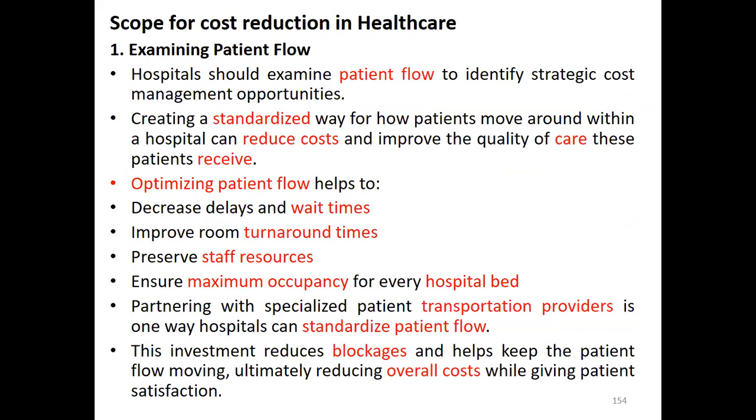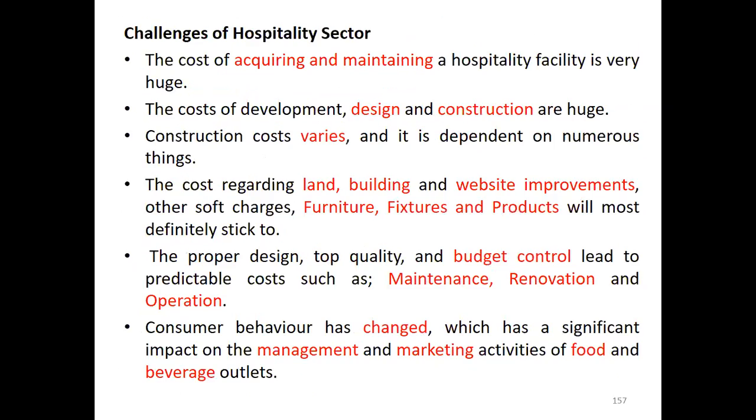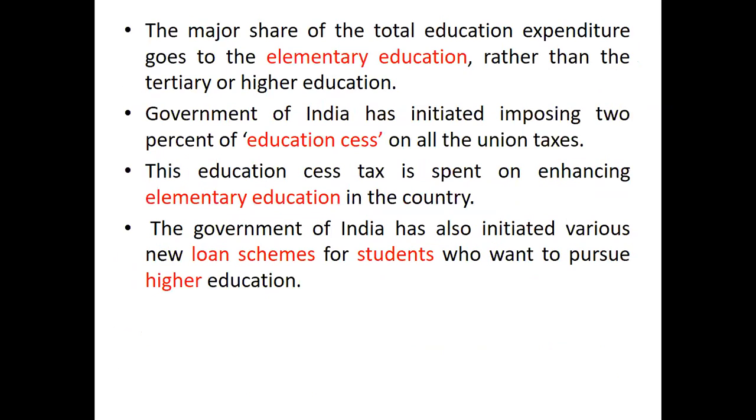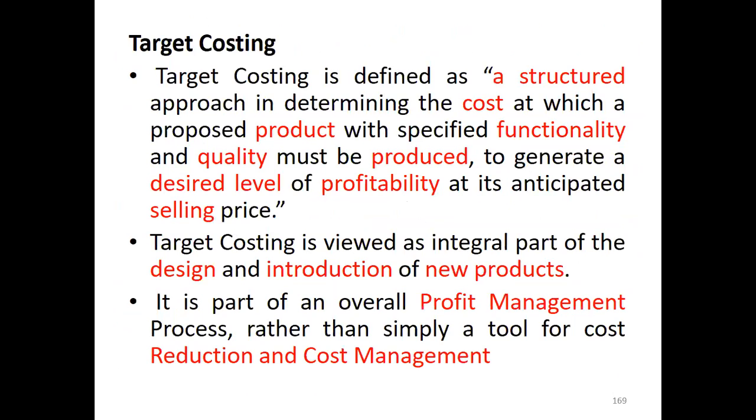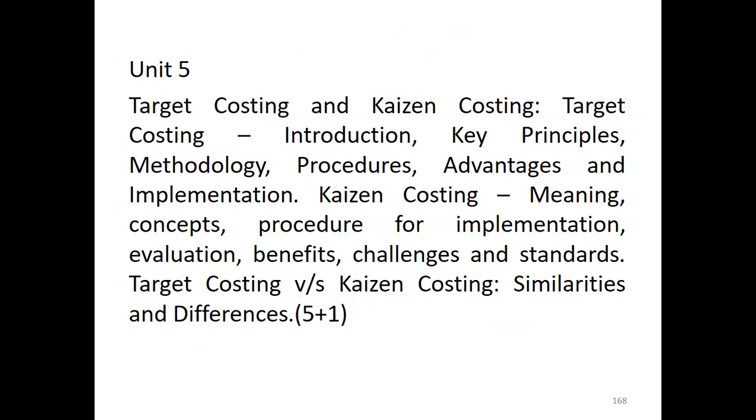Then we have seen strategic cost management in case of various sectors. In this unit, we have studied about the 6 sectors in which how we are going to make the strategic cost management. Now, last unit is regarding target costing and Kaizen costing. Now, target costing and Kaizen costing, what we have to study. So, this is the last unit from our syllabus.